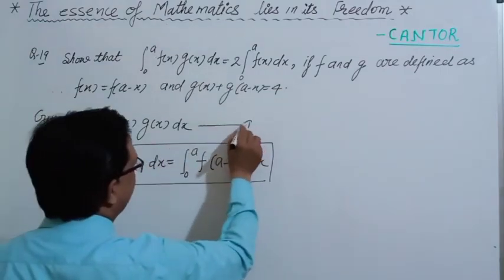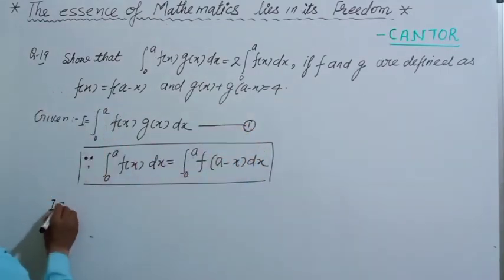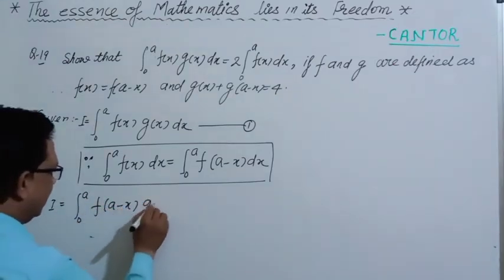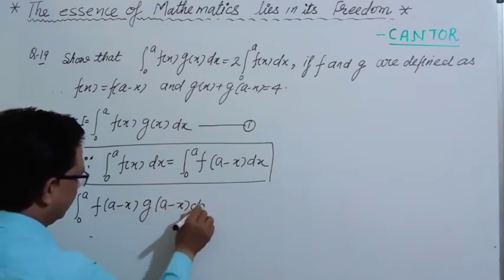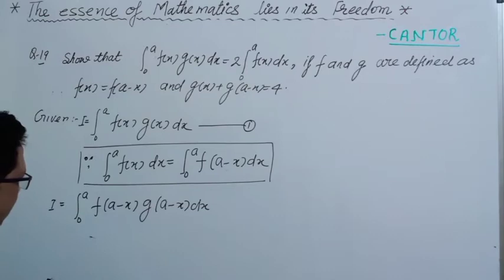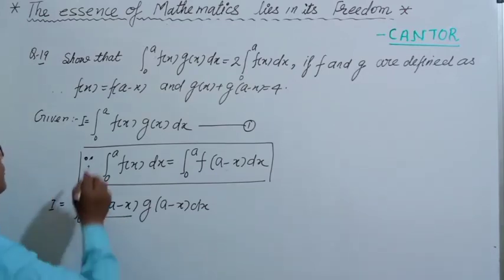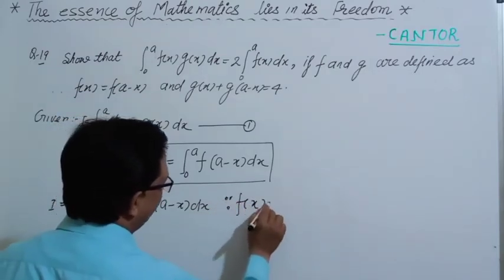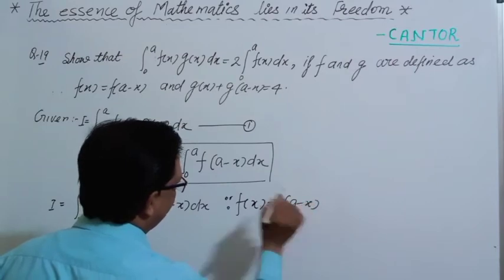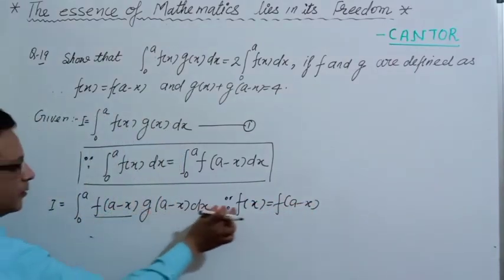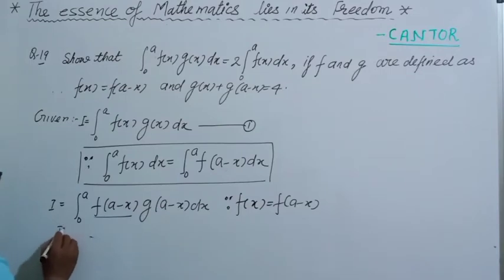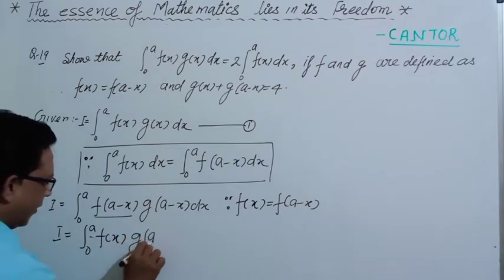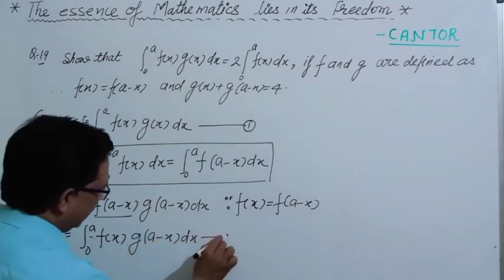This is equation first. Now we apply the property: I is equal to the integral from 0 to a of f(a minus x) g(a minus x) dx. Now student, the value of f(a minus x) is equal to f(x), since it is given that f(x) is equal to f(a minus x), so in place of f(a minus x) we write f(x). So our integral is the integral from 0 to a of f(x) g(a minus x) dx. This is your second equation.